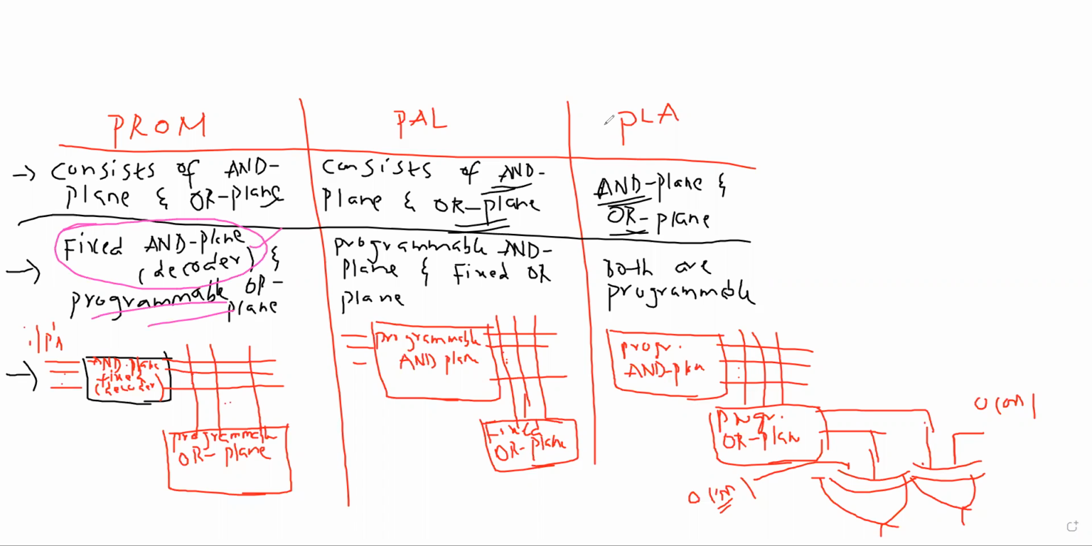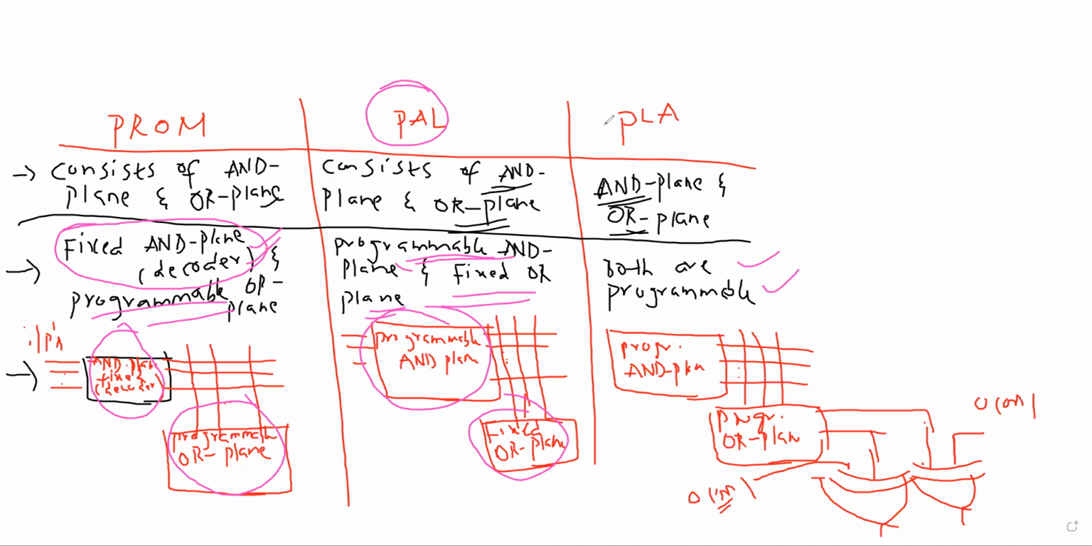Fixed AND plane means a decoder. But in PAL, you have a programmable AND plane but a fixed OR plane. Now in PLA, both are programmable. That is a very important point. In the block diagram, in PROM the AND plane is fixed and the OR plane is programmable. In PAL, the AND plane is programmable and the OR plane is fixed.